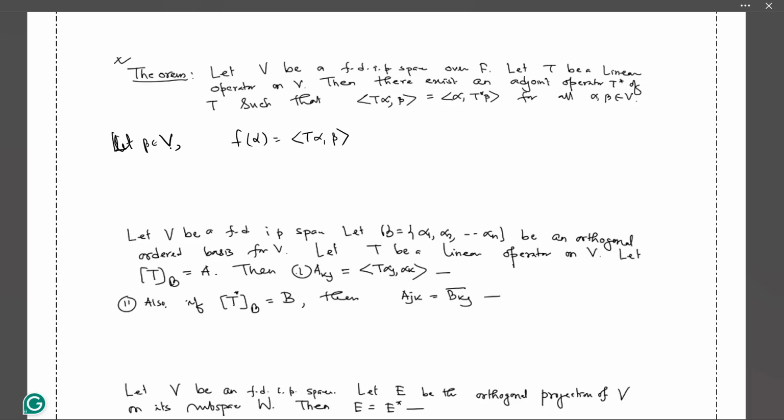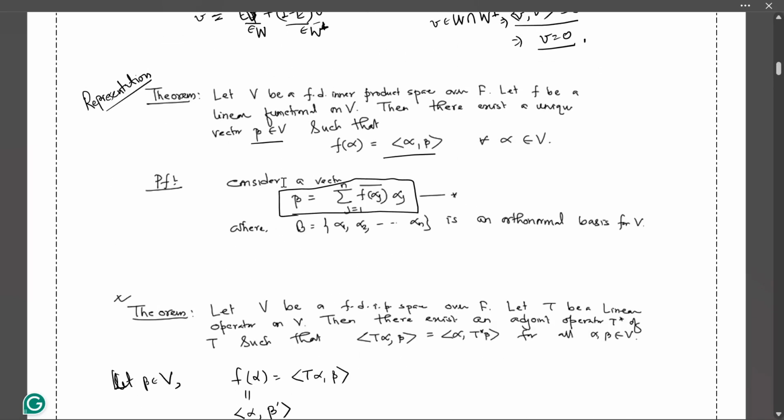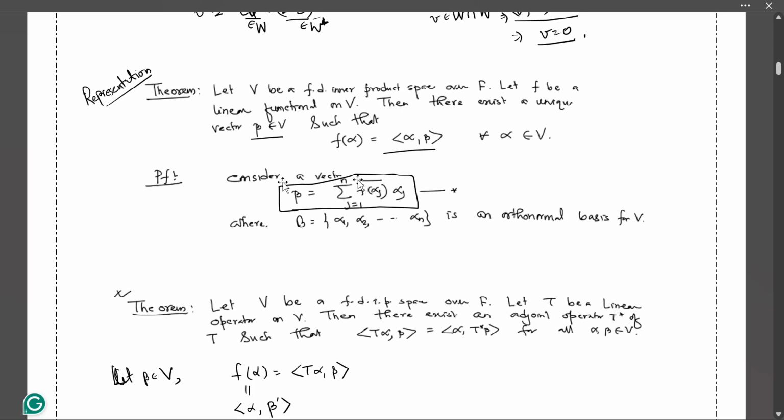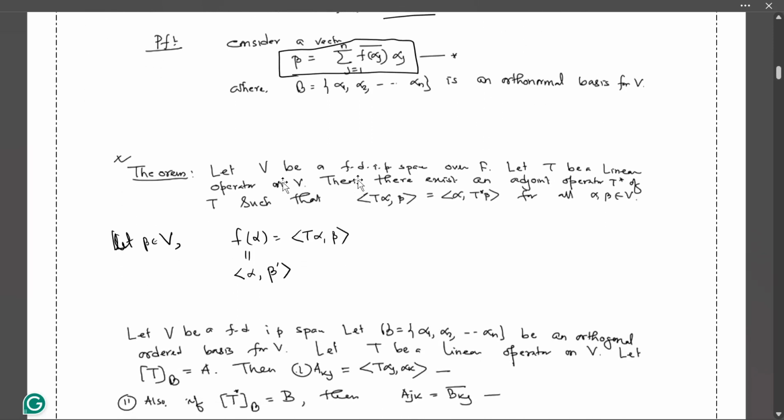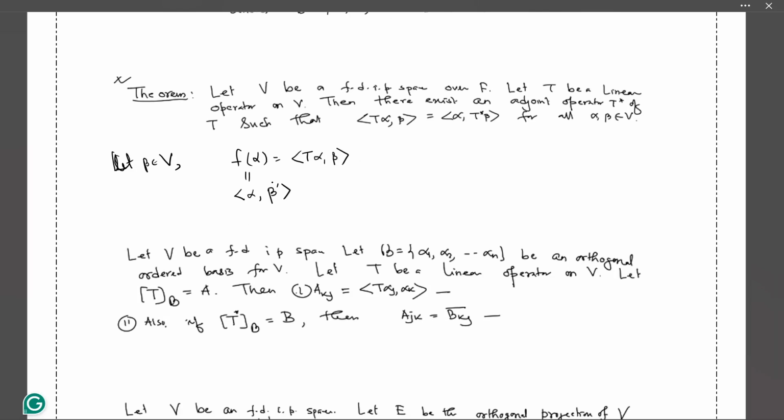Let beta belong to V. Then this was a linear functional, so this can be written as alpha, beta prime by the Riesz representation theorem, from the above theorem. So there was a beta prime like this. Given any beta, you get a beta prime here, so that your linear transformation is given by T alpha comma beta in an inner product.